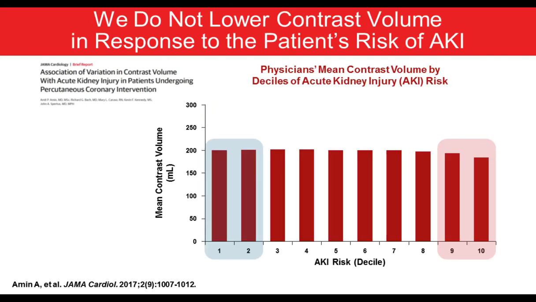So we would think that we're using more contrast on our complex patients and less contrast on our low-risk patients. But what we find is that AKI risk really doesn't correlate well with mean contrast volume. So for the high AKI risk patients, the ones who are more at risk of dialysis, for instance, we're using just about the same amount of contrast as we are for the lower risk patients. So clearly we have an opportunity here to decrease the contrast volume that we use during our cases.